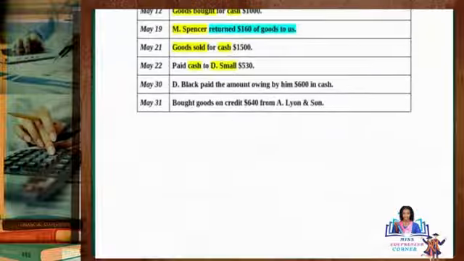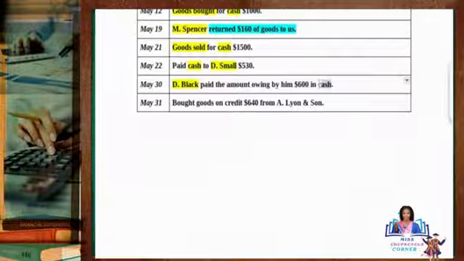So on May 30, D Black paid the amount owing by him $600 in cash. So here a customer repaid the business the amount that he or she would have owed the business in cash. So the customer's account would be affected. His account would be going down. So we need to credit the Black account. And he paid the amount owing by him $600 in cash.